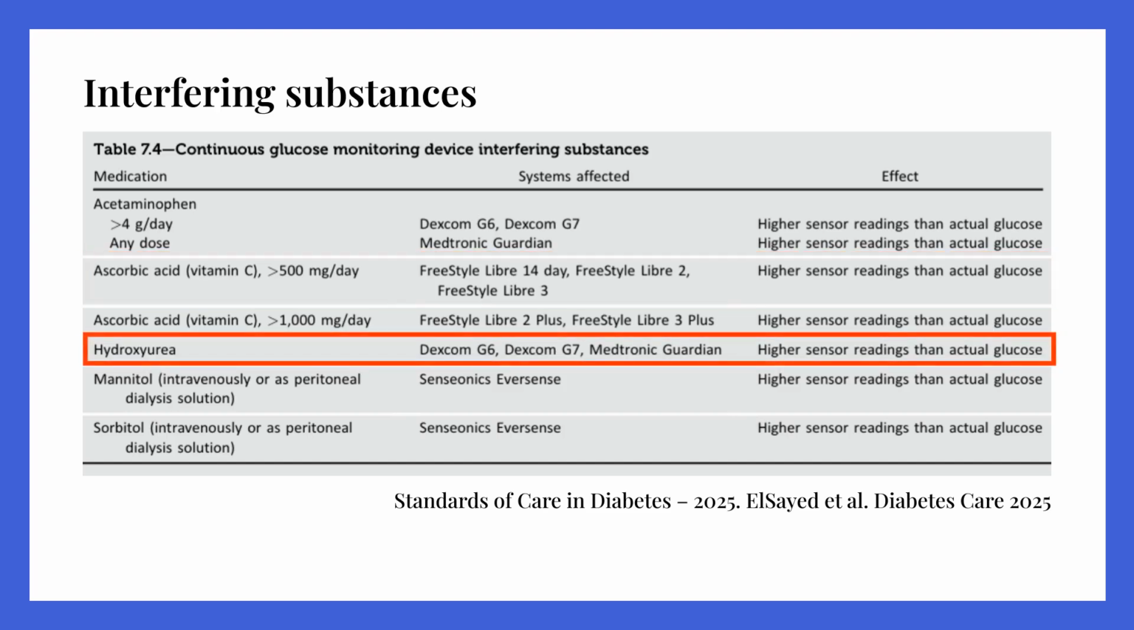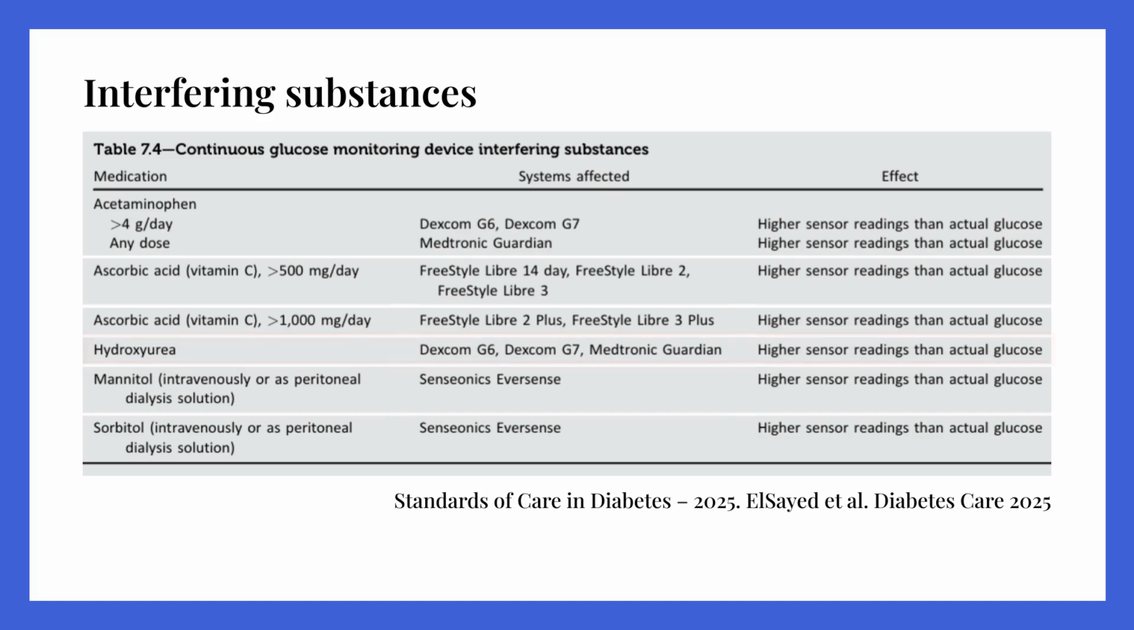Both Dexcom and Guardian sensors have reported false highs when used in conjunction with Hydrea, a medication used to treat malignant blood diseases. This is a rare situation but an important one to keep in mind if Hydrea appears on a patient's medication list.